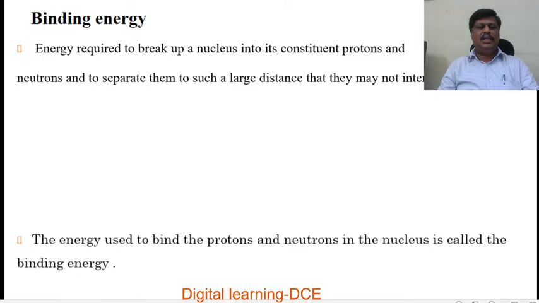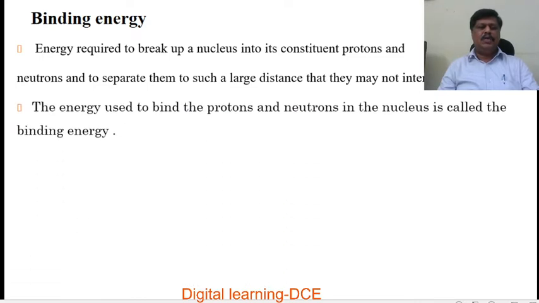Next we will study binding energy. What is binding energy? Energy required to break up a nucleus into its constituent protons and neutrons and to separate them to such a large distance that they may not interact with each other is called binding energy.